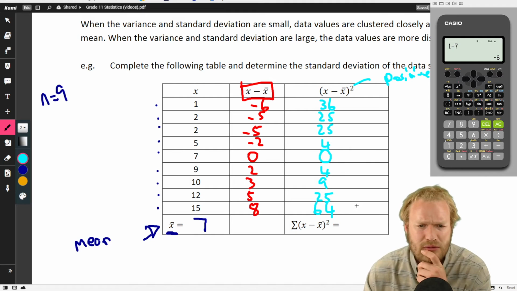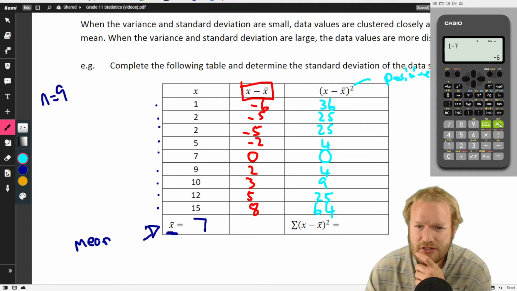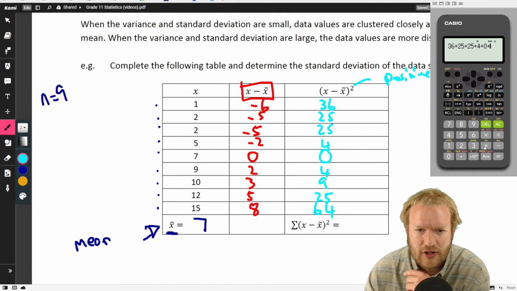Now what happens when we sum all of these things up? Well, let's do it. Calculator out, and we've got 36 plus 25 plus 25 plus 4 plus 0 plus 4 plus 9 plus 25 plus 64, which is 192.